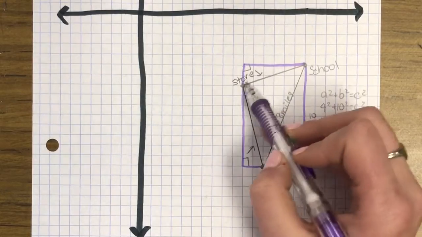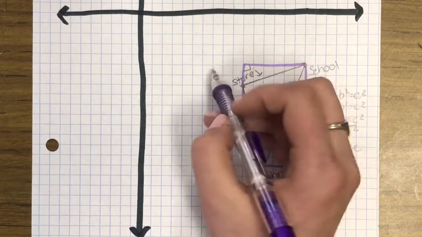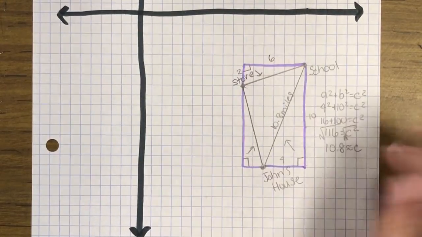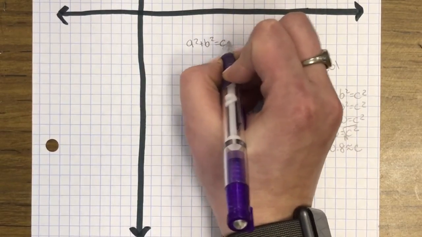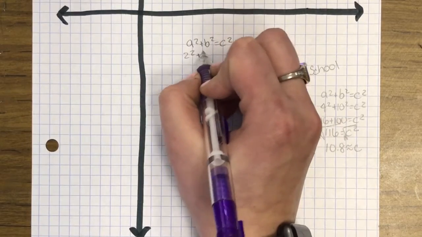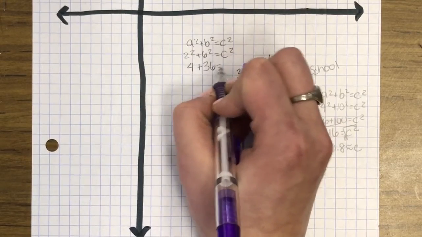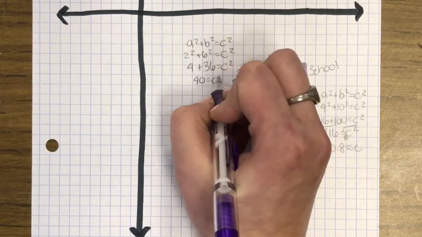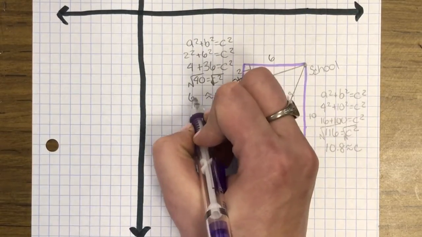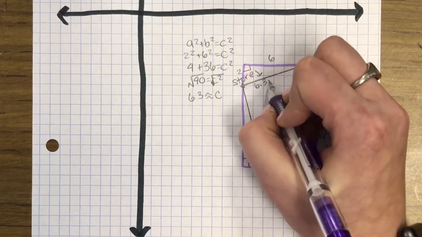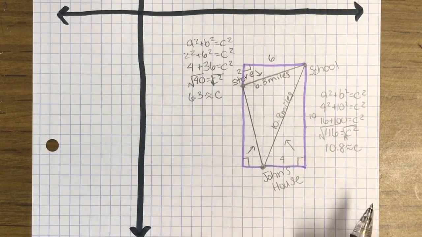Now let's take a look at the distance from the school to the store. I know the base is 6 and the height is 2. Again, I'm solving for c, the hypotenuse. So I have 2 squared plus 6 squared equals c squared. 2 squared is 4, 6 squared is 36. Together that makes 40. Square root to find c, and I have c at about 6.3. So from his school to the store it's about 6.3 miles.